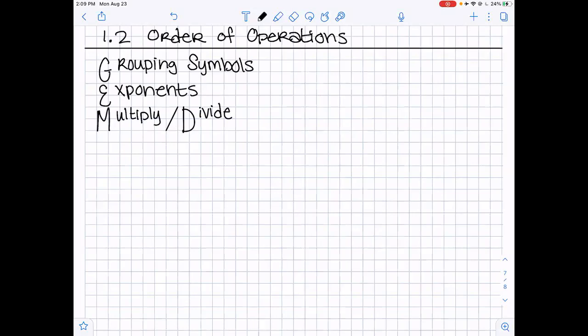Please excuse my dear Aunt Sally. How do you decide if you multiply or divide first? Left or right. I'm going to put L to R. Then we have an A for add, and in that same step, we subtract. Again, from left to right.